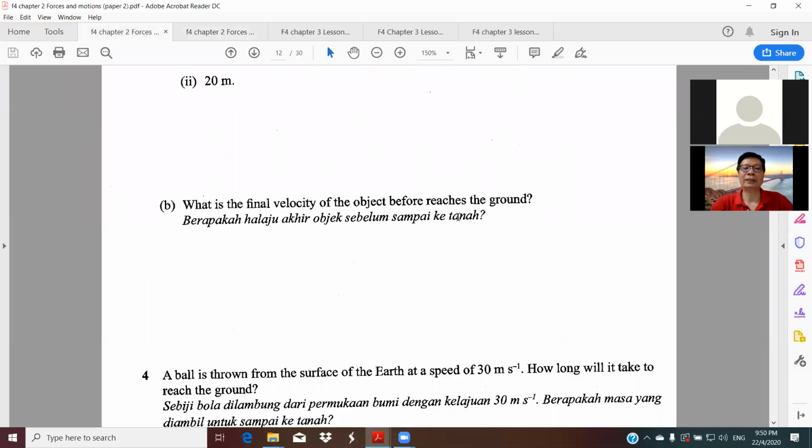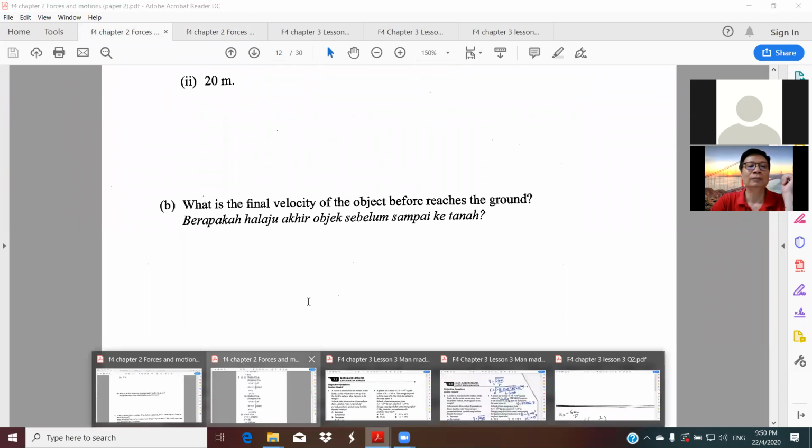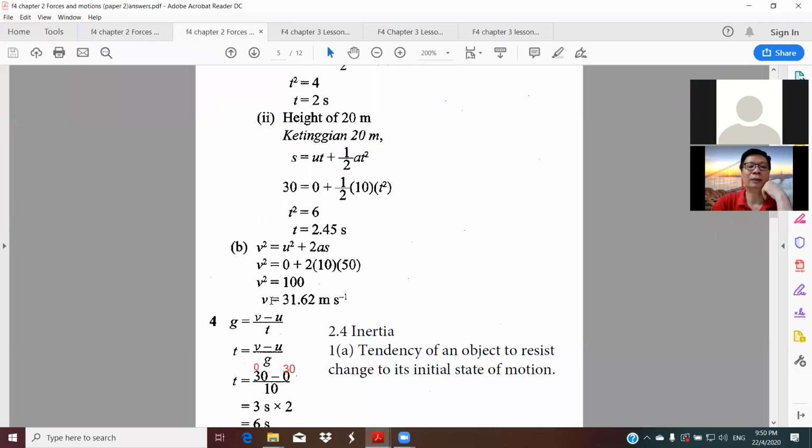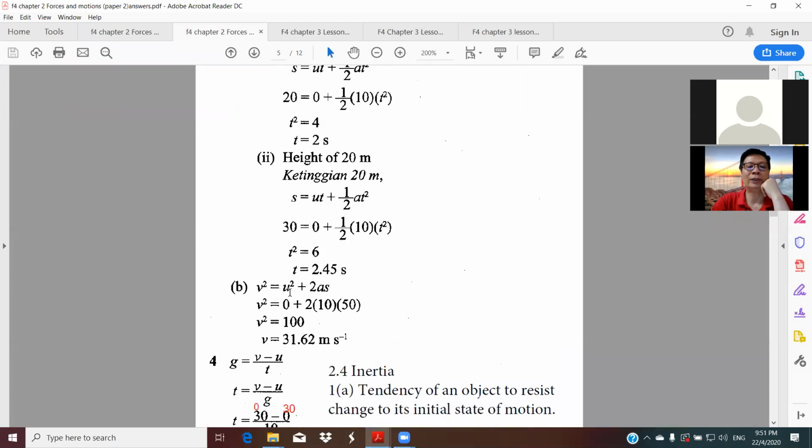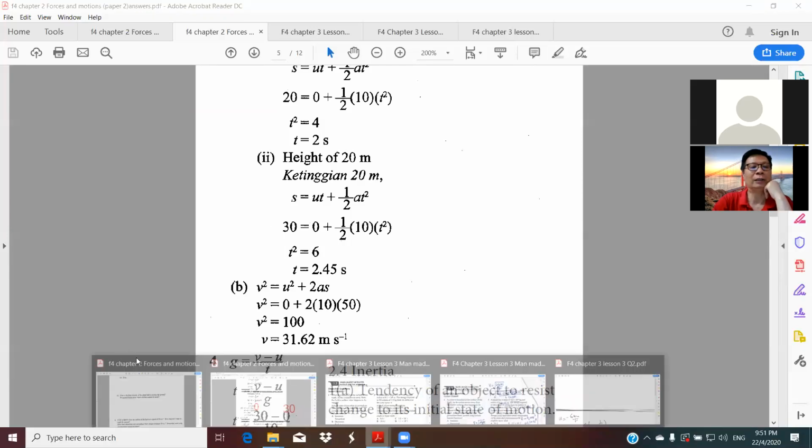What is the final velocity of the object before it reaches the ground? Okay, now it only asks you to find the final velocity V. So straightforward, use this formula. V squared equals U squared plus 2AS. U is 0, A is 10, S is 50 because reaching the ground means 50 meters, right? So you get the answer 31.62 meters per second. Now this is the final velocity when it reaches the ground. Okay. All right. Number 4.